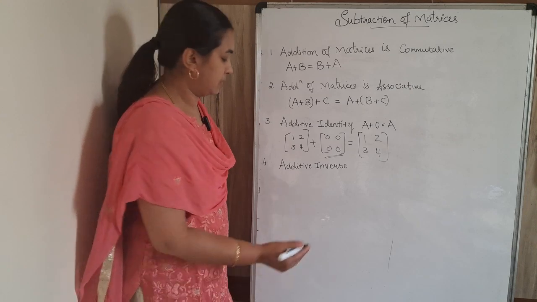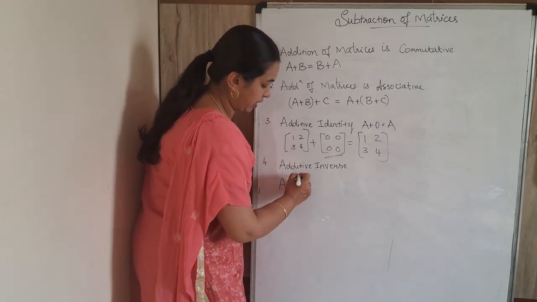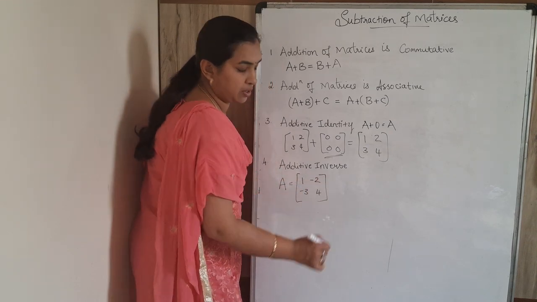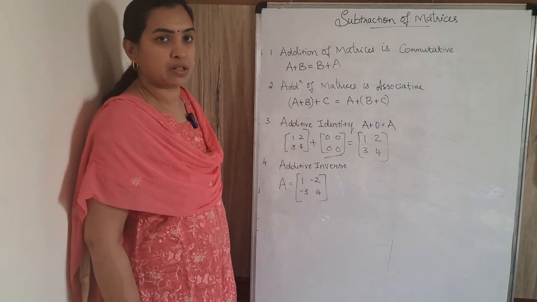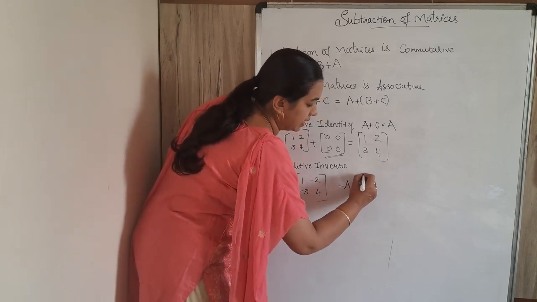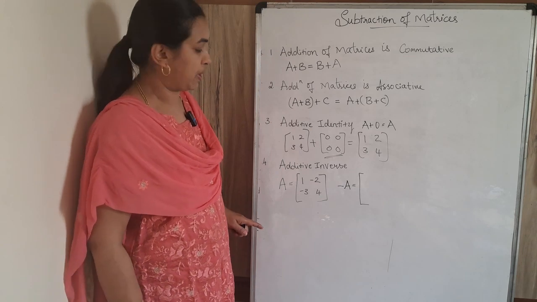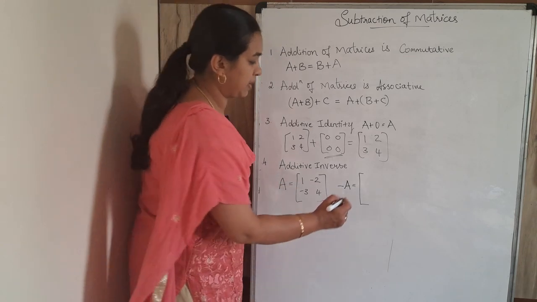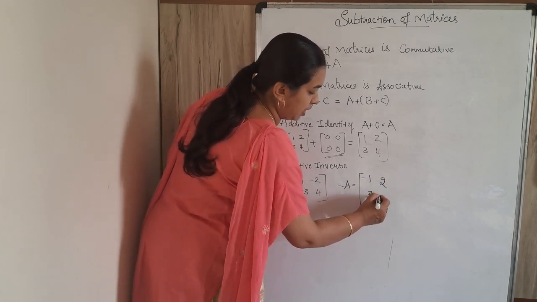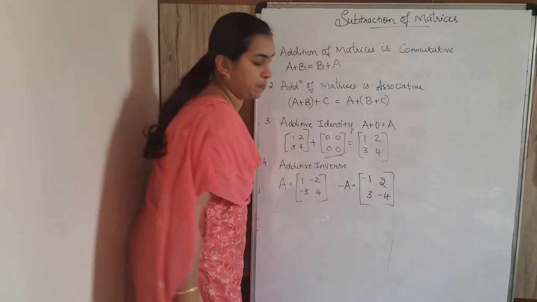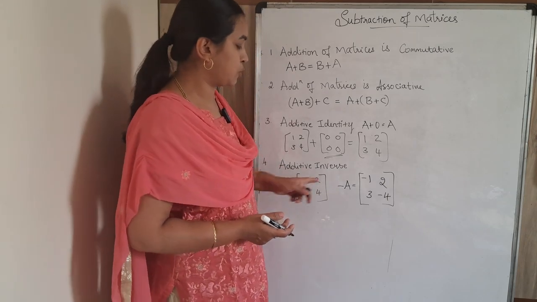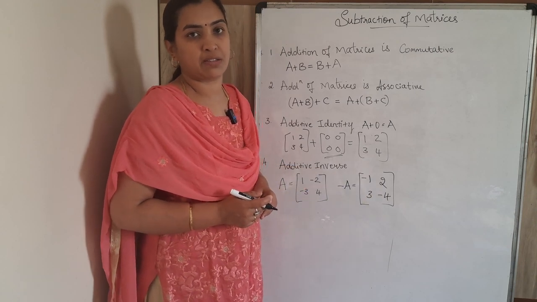And additive inverse. Say for example, if I have taken a matrix 1, minus 2, minus 3 and 4. So how to find the additive inverse for this? First of all, additive inverse is written as minus A. You just need to change the signs of the given matrix. See, it is plus 1 here, make it as minus 1, minus 2, make it as plus 2, plus 3 and minus 4. Okay, so this is your additive inverse. If you add a matrix to its inverse, you will get a null matrix.